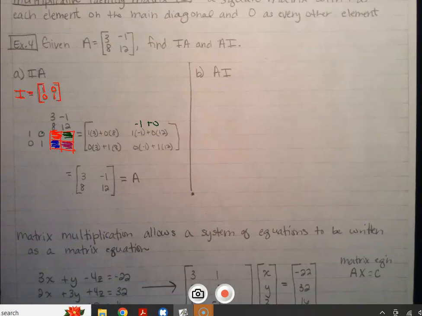All right, so let's do the next one where we're doing A times I. So this time, because my marker's working so well, there we go. Our A is the 3, -1, 8, 12. Our I is not 0.